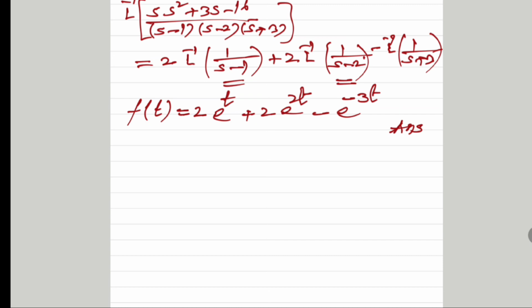Therefore, in this small video, I have explained 3 examples of inverse Laplace transform.